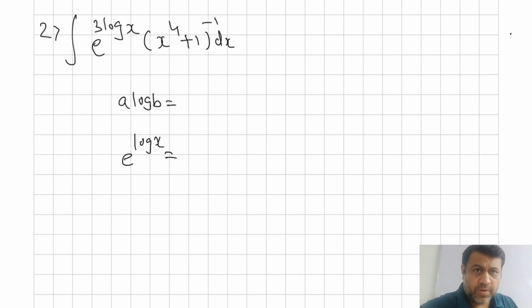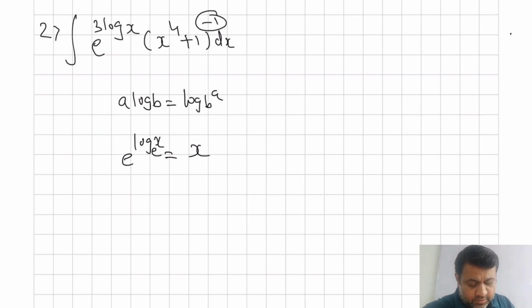So a log b, if you remember, can be written as log of b to the power a, and e to the power log x, obviously the base has to be e here, e to the power log x to the base e is just x. So these two things will play a very important role here. Again, the first thing I will observe here is we have power minus 1. So as discussed in the previous question, what we do here is we just make it positive.